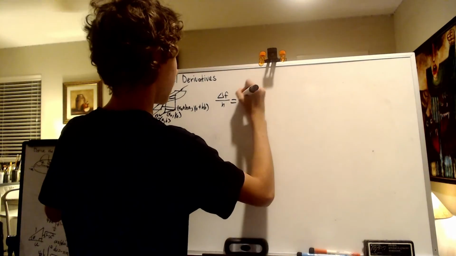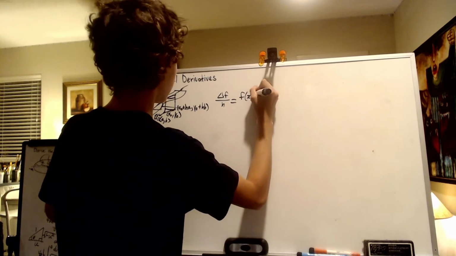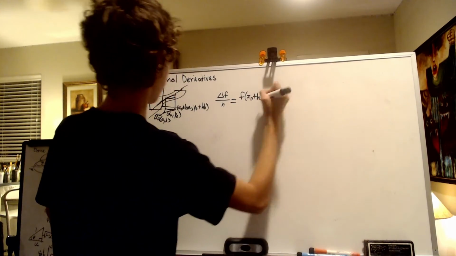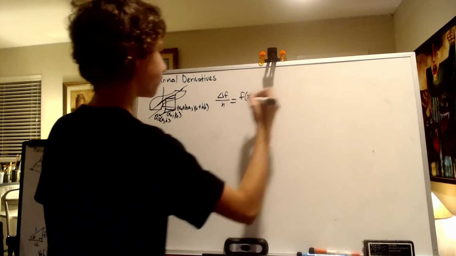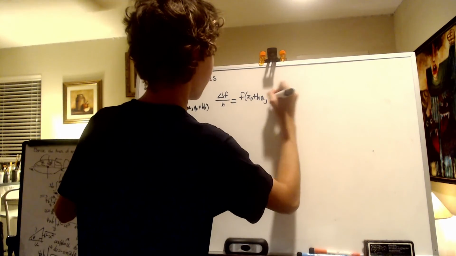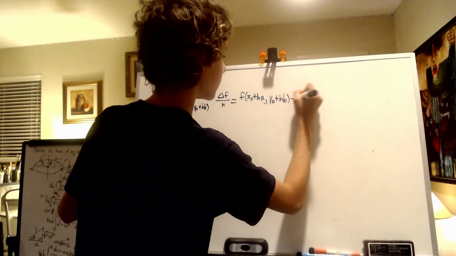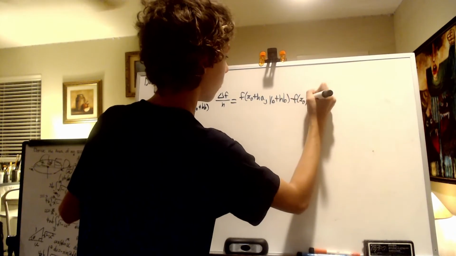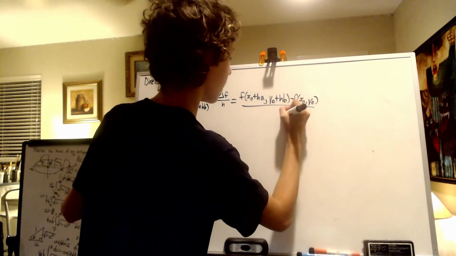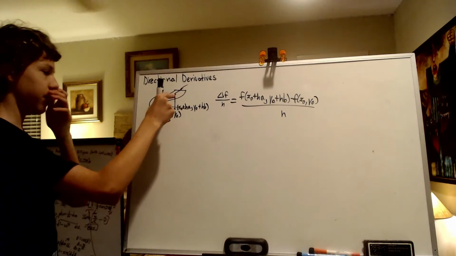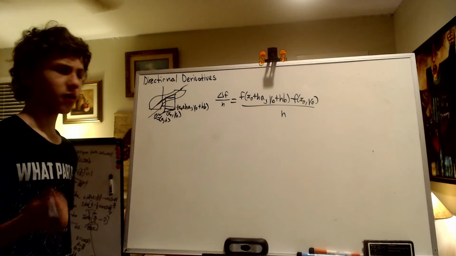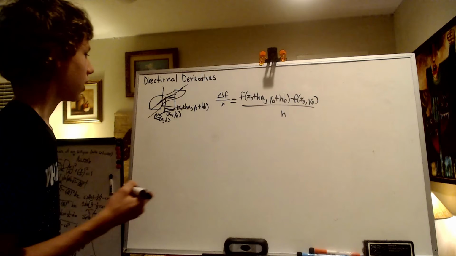So that's going to be f of x naught plus ha, f of y naught plus hb minus f of x naught y naught, over h. So that's the rate of change between 2 points that are arbitrarily far away.